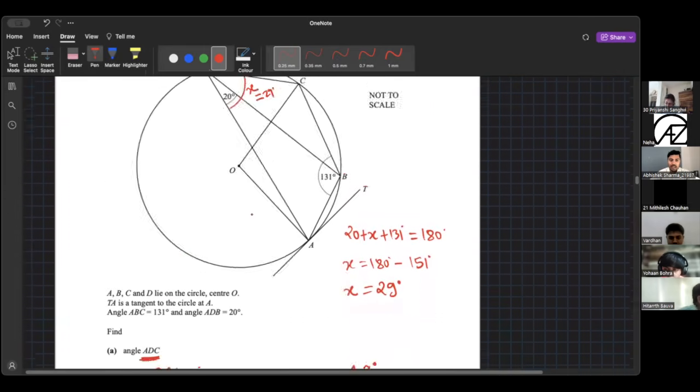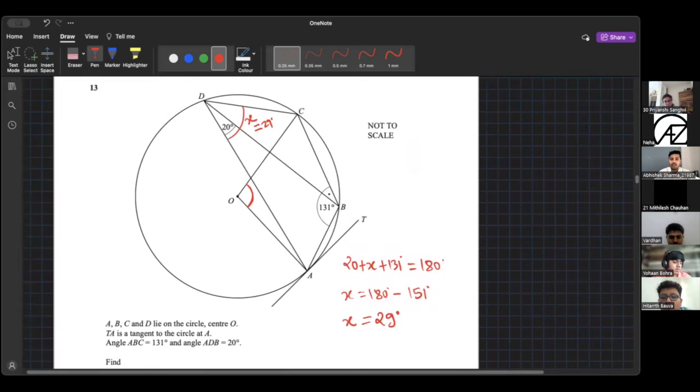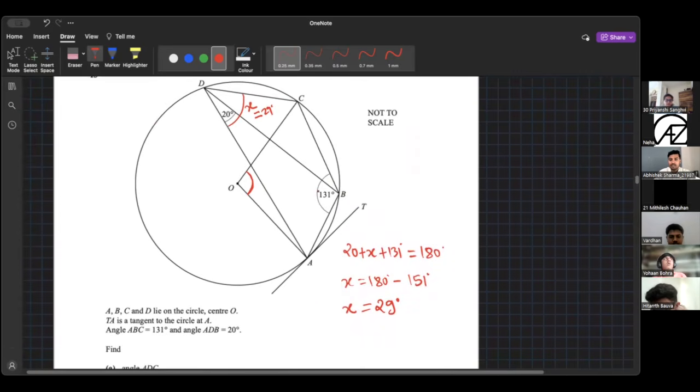Perfect. Next is angle AOC. So AOC is, let's say, this angle. Now we know that there is one more formula that says the angle at the center is twice the angle at the circumference. That means if this angle is 131 degrees, we can clearly see that both of these angles are subtended from the same arc. So there is a theorem which states the angle at the center is twice the angle at the circumference. That means on the opposite side, this angle will become twice 131, 262 degrees.